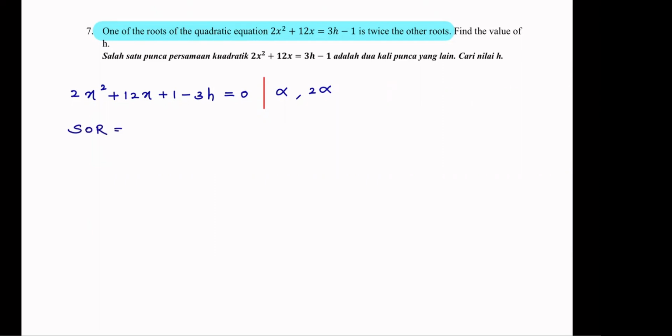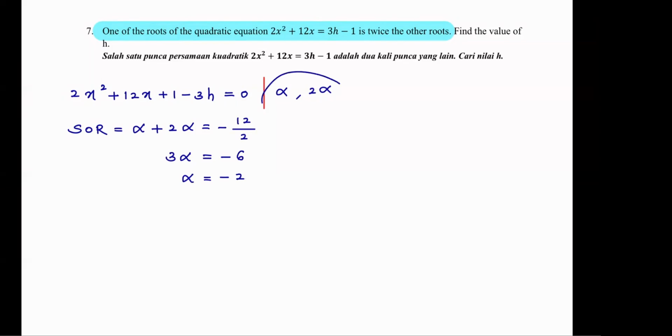Okay. So now I'm going to use SOR. What is SOR? Plus. So alpha plus 2 alpha equals to, okay, what is the formula, class? Negative B over A. B is 12. A is 2. Thank you. So alpha plus 2 alpha become 3 alpha. Negative 6. What is alpha? Oh, negative 2. Betul kan? Negative 2. Okay, good. Thank you.